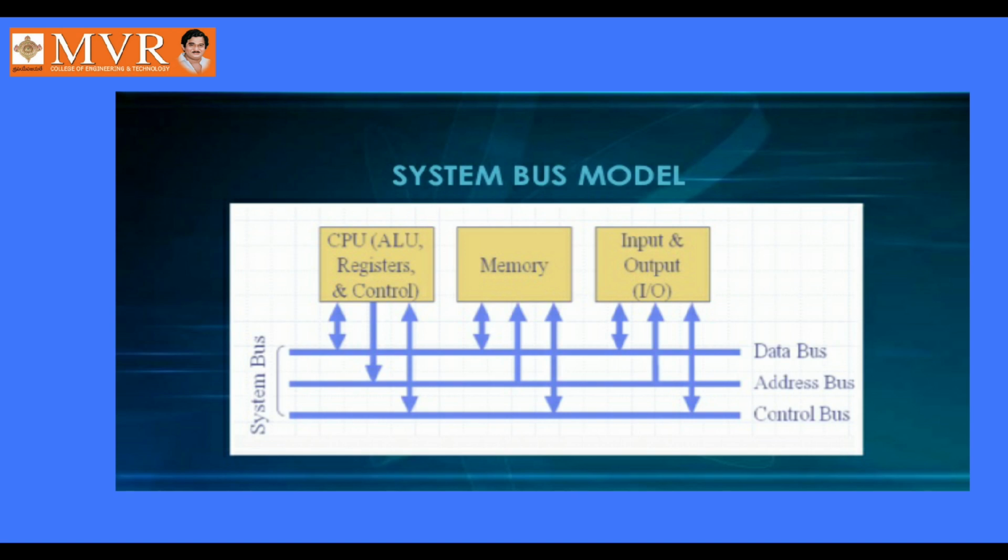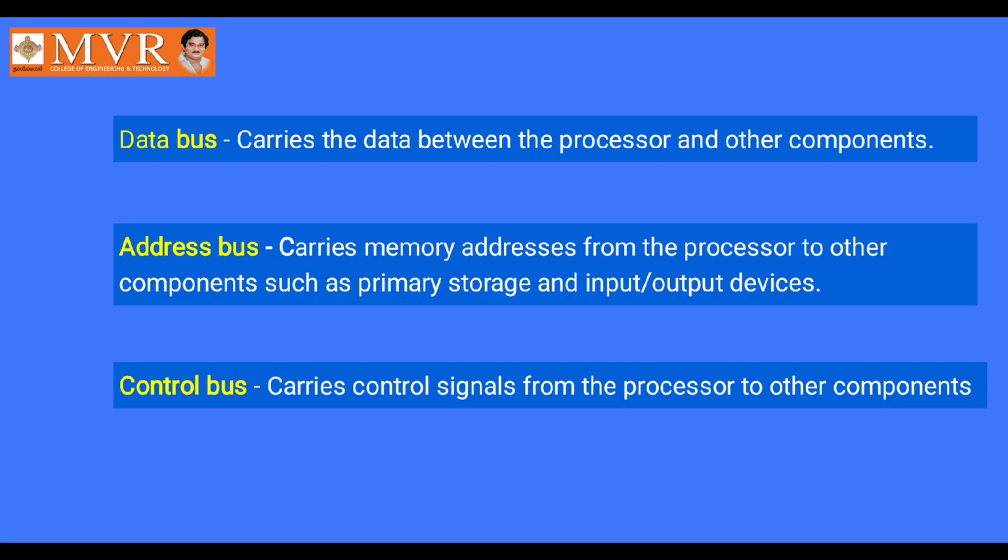And if output is expecting some data from the CPU, it requests the controller that I need some data like this. So that's why the control unit is connected bidirectionally. So let us first discuss the data bus. A data bus, as we discussed, carries the data between the processor and other components. So it is a collection of bytes through which data is transmitted from one part of a computer to another. So the data bus is bidirectional.